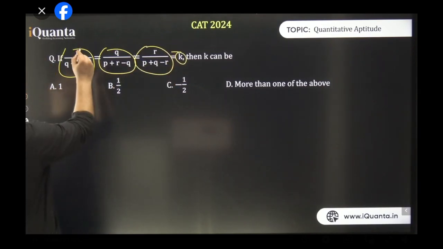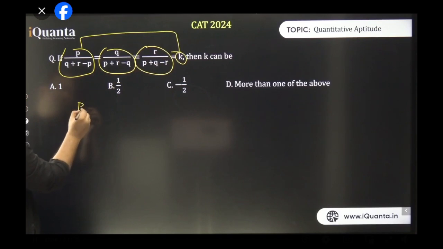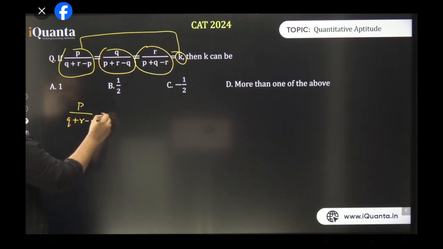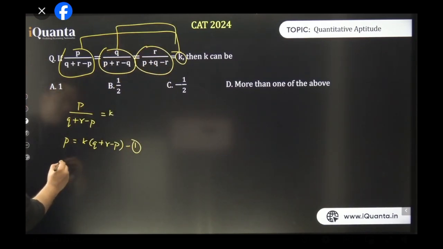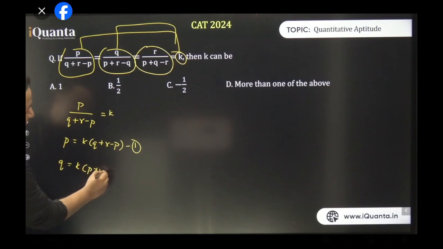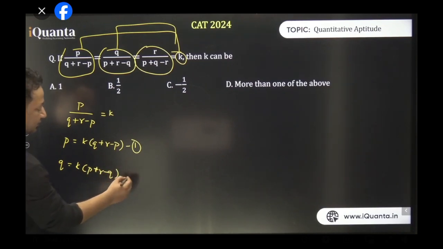So tell me something. Let me take the first ratio first of all, that is p upon q plus r minus p is equal to k. So can I say that p is equal to k times q plus r minus p? Yes or no? I can say that, right? Let this be equation number 1. Let me take the second ratio, this one. So likewise, q will be equal to k times p plus r minus q. Let this be equation number 2.